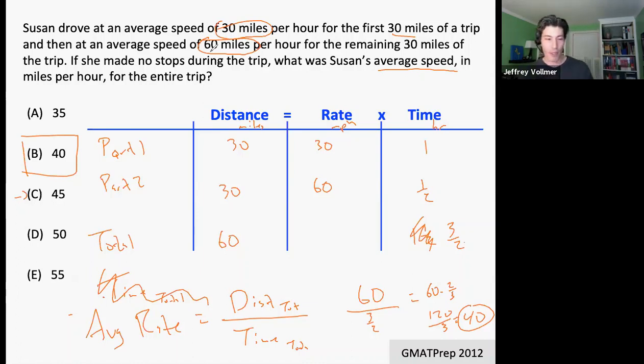Cool. Robert, I hope that answered your question a bit. That's how you can use ballpark estimation to figure out it's not one of these faster ones, because the answer is much closer to the lower speed, since you were going at the higher speed for less time than the slower speed. So it's got to be A or B.